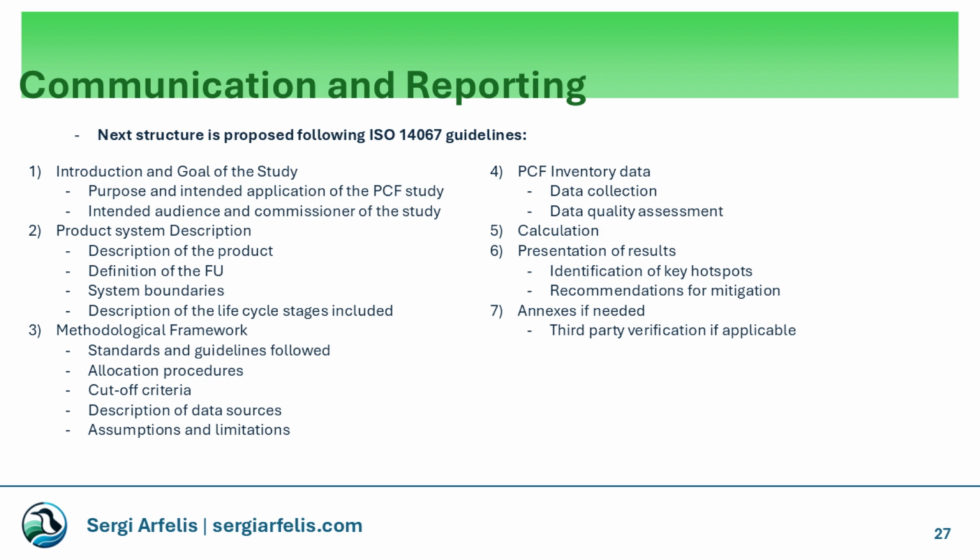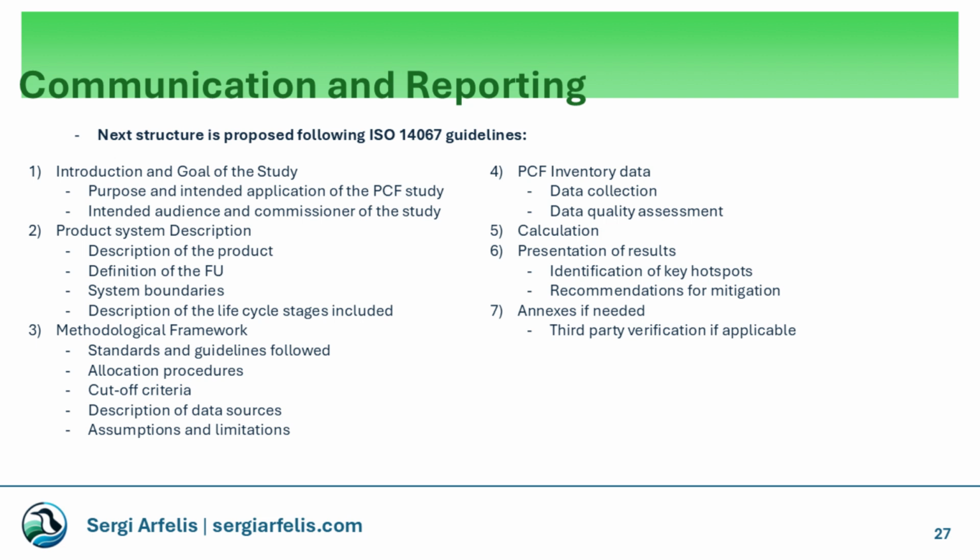Next is the product system description. This section describes the product, defines the functional unit, the reference against which all emissions are measured, and sets the system boundaries. You also detail which life cycle stages are included, such as raw material extraction, manufacturing, distribution, use, and end of life.